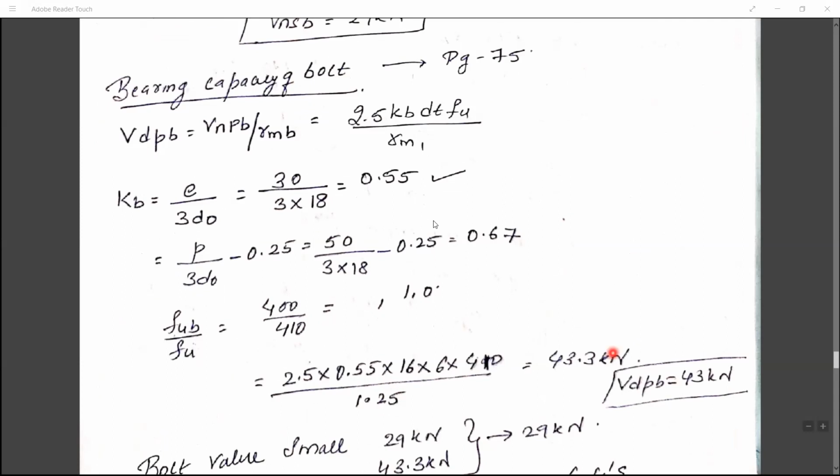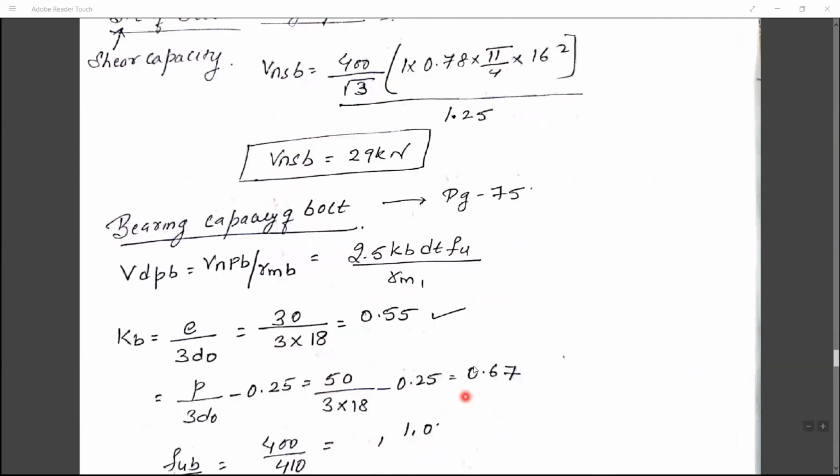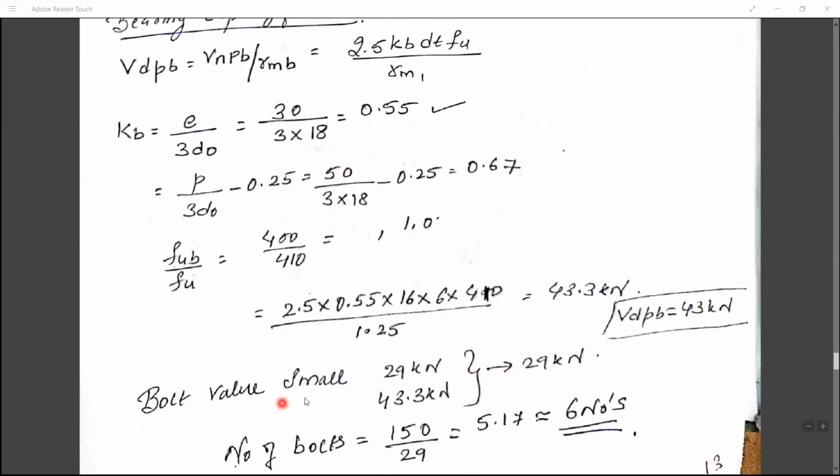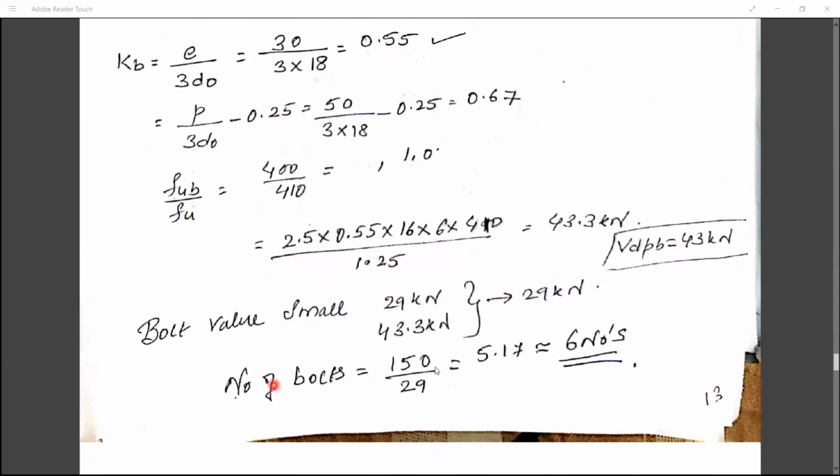Comparing this value and this value, select the smaller value as the bolt value for one single shear plane, that is for one bolt. Comparing 29 and 43, 29 kilonewtons is lesser. So the number of bolts is 150 divided by 29, so we get 6 bolts. This is our factored load.